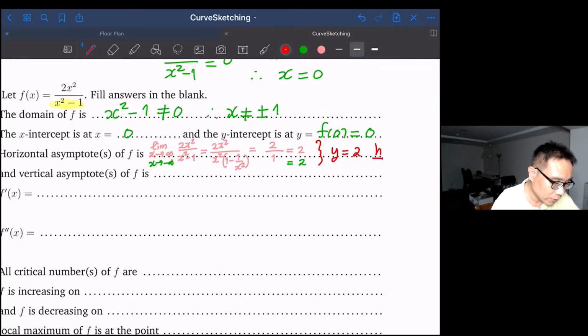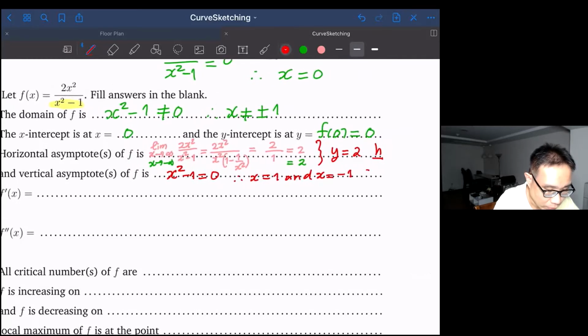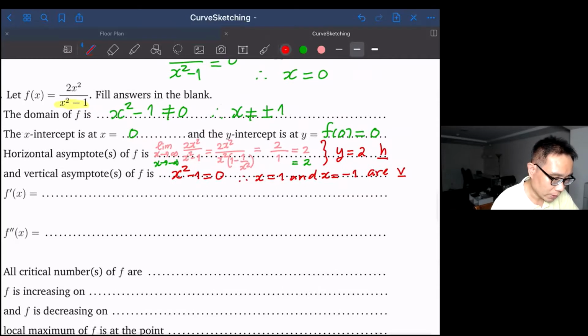And for the vertical asymptote, it's going to be the bottom equal to 0. So you have x squared minus 1 equal to 0. In this case, you will get x equal to 1 and x equal to negative 1 as vertical asymptotes. So this is what we learned before for horizontal and vertical asymptotes.